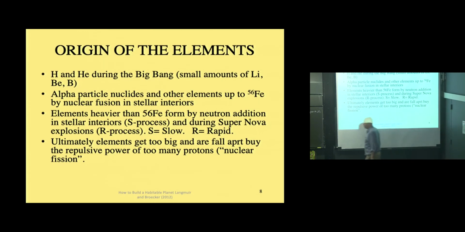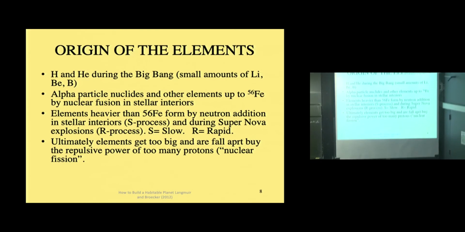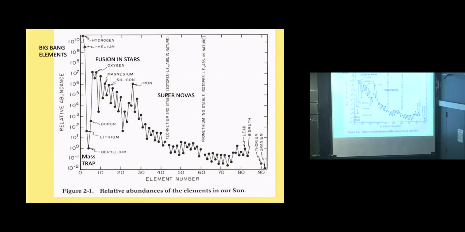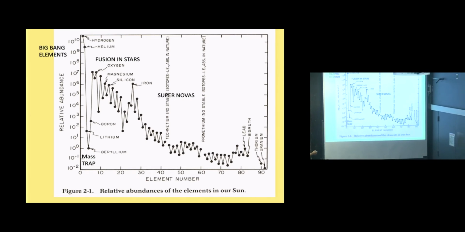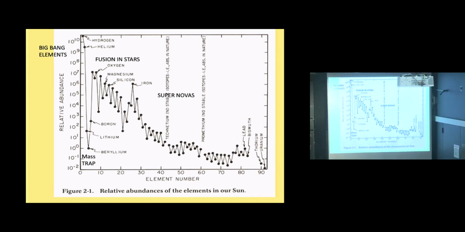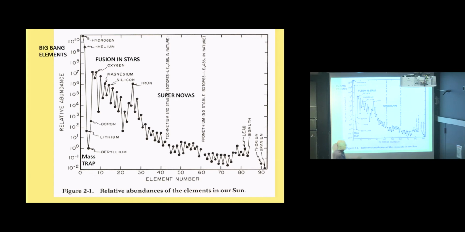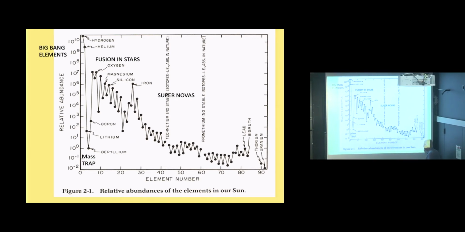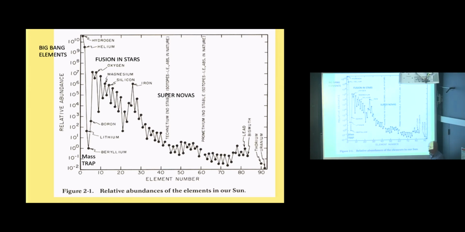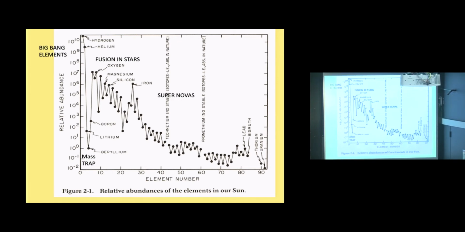And that gives you this overall distribution. It's nice if you don't know the details of this diagram, but if you can sketch it, you've got hydrogen and helium way up here. You've got these low mass elements down here. You have the alpha particle nuclides out to iron, and then you have this long tail going out to the heavier elements, and you end up here at uranium because above that the elements fall apart. Okay?